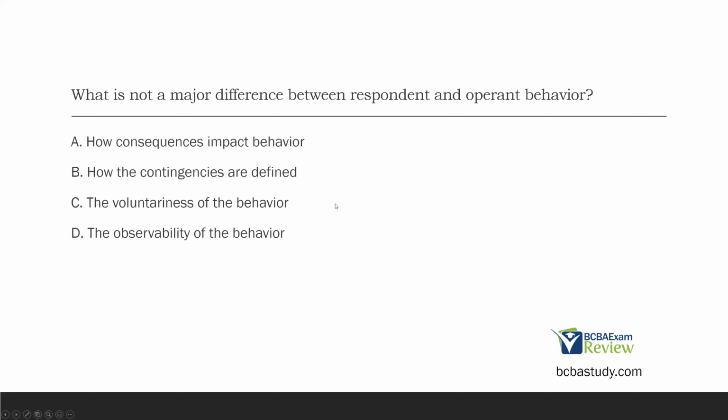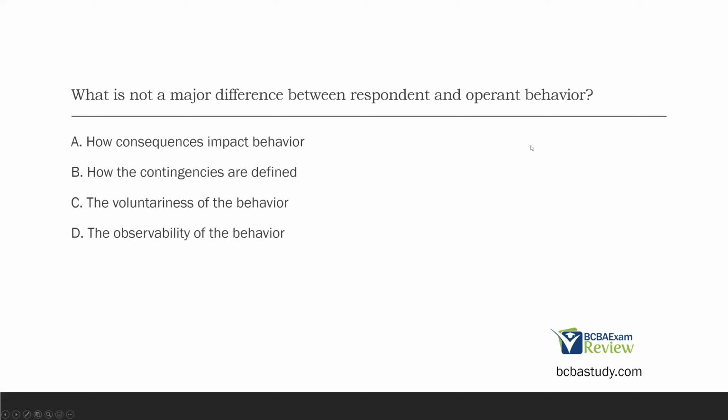B, how contingencies are defined. Well, we just went over it. What is our respondent contingency? The SR, the stimulus response. And then we get operant behavior, which added the consequence part, right? Stimulus response stimulus. So are contingencies defined differently? Absolutely. Okay. This is a major difference. Again, B is out.